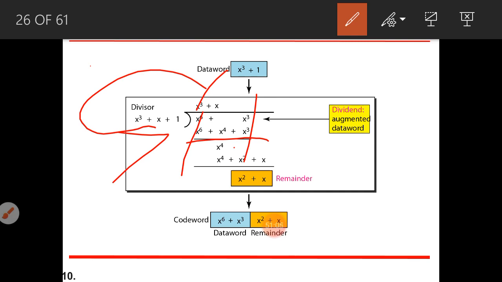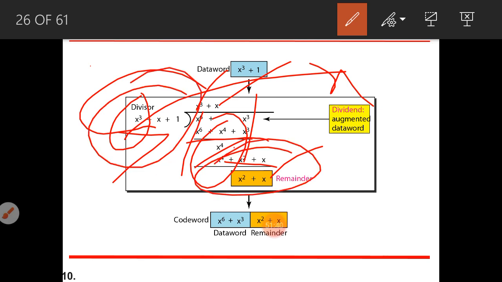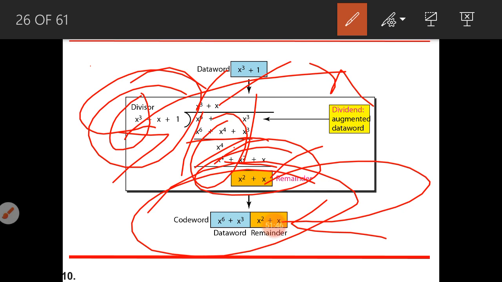Again we need to divide the first term of the dividend, that is x raised to 4, by the first term of the divisor, that is x raised to 3. So we will get the value x, and that x we use as the second quotient. We multiply this x with the divisor, and we get x raised to 4 plus x raised to 2 plus x, and we perform the subtraction operation. Here also we delete the similar terms, and we get x square plus x. Here we need to stop the division operation. Why? Because the power of this remainder is less than the power of the divisor. This we need to append to the data word, and that will create the code word.